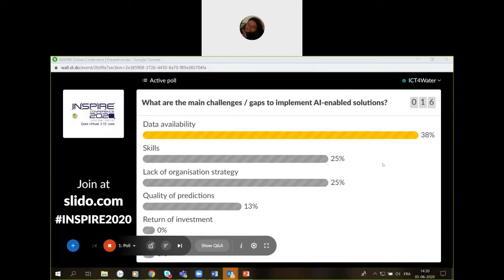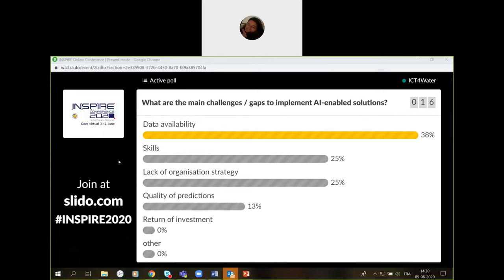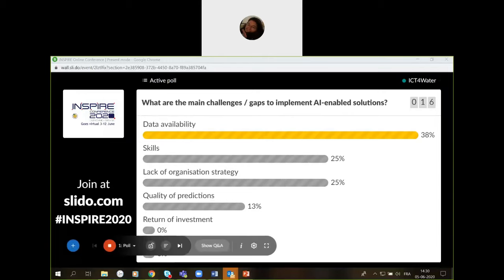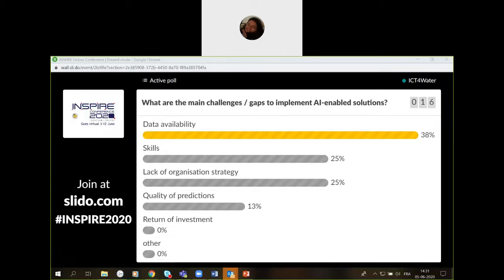So you can see that it's quite equal, the replies, but there is a little more challenges on the data availability, apparently.